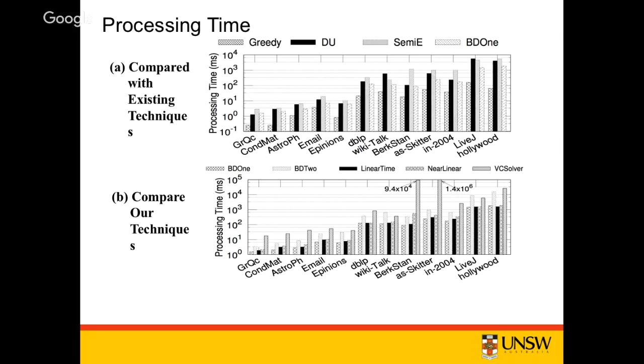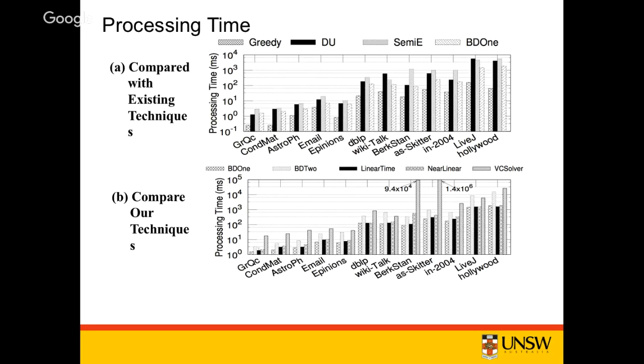So here are the processing times. In the first figure is the processing time compared to the existing linear time algorithms. You can see that BD1 actually has a similar running time to the existing algorithms. And in the second figure, you can see that our linear time and near linear have a similar running time to BD1.